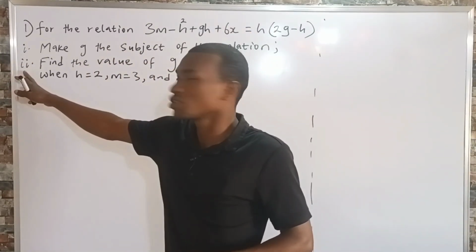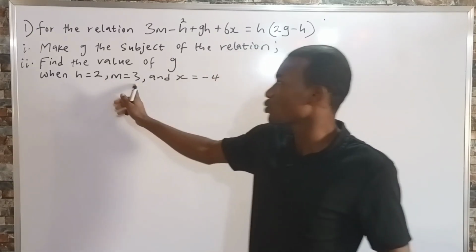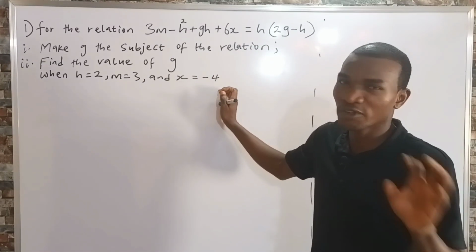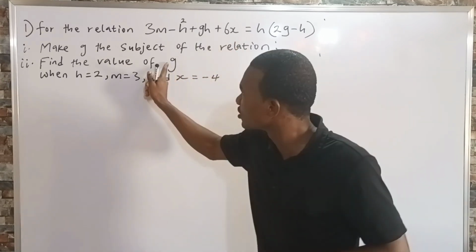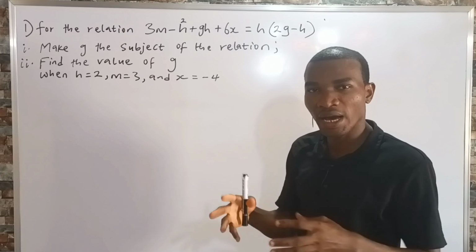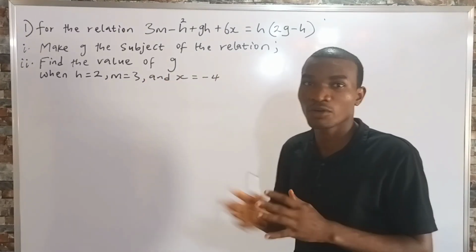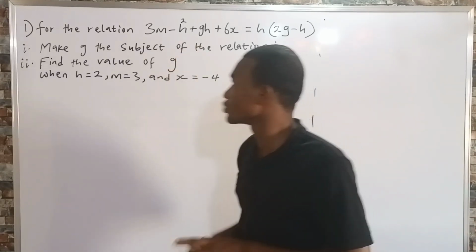Then the second part of the question, II, says find the value of g when h is equal to 2, m equal to 3, and x is equal to -4. First thing first, we shall target to make g the subject of this given relation. After making g the subject, we can now substitute the values of h, m, and x respectively and find the corresponding value of g. So let's go ahead with the solution.